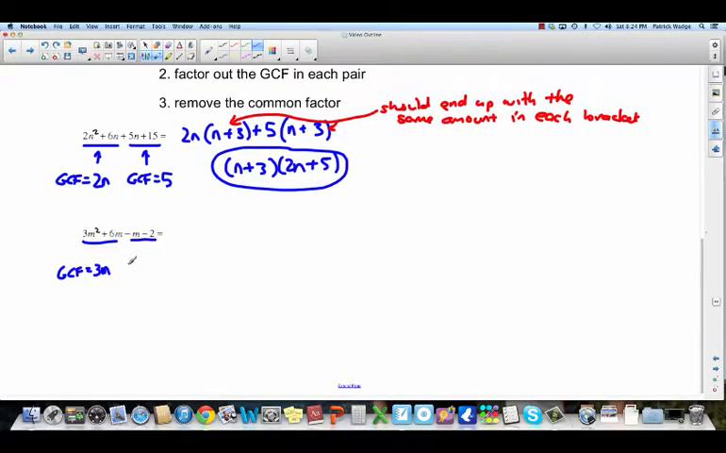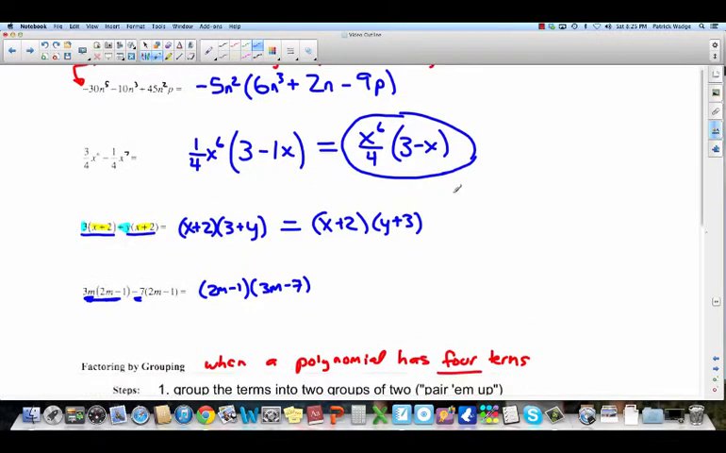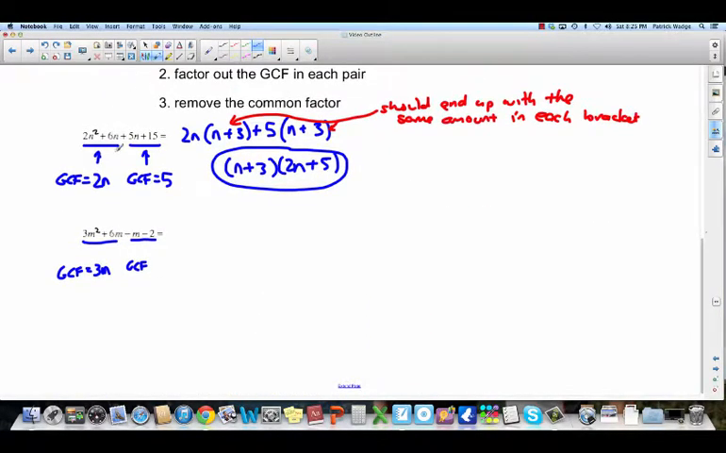For here, be careful. What's the greatest common factor here? This negative is going with the m, so that's a leading coefficient that's negative. Remember what I said back up here. If your first term is negative, include a negative in your GCF. Since my first term here is negative m, my GCF is going to be negative what? What can I divide m by and 2 by? Seems like nothing, but remember what I said? There's always a GCF, 1. So in this case, the GCF is negative 1. If you can't find a GCF, the GCF is 1.